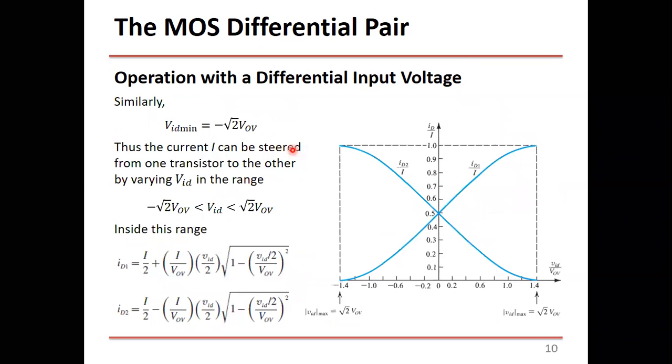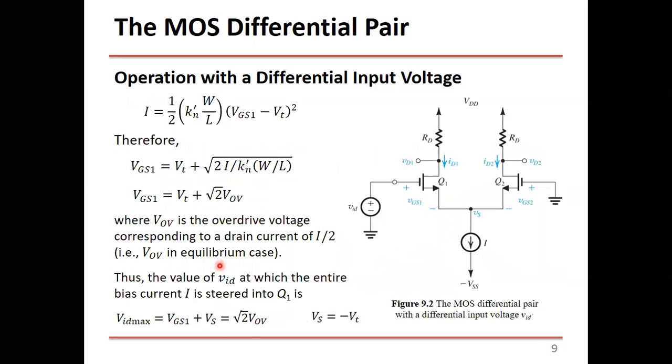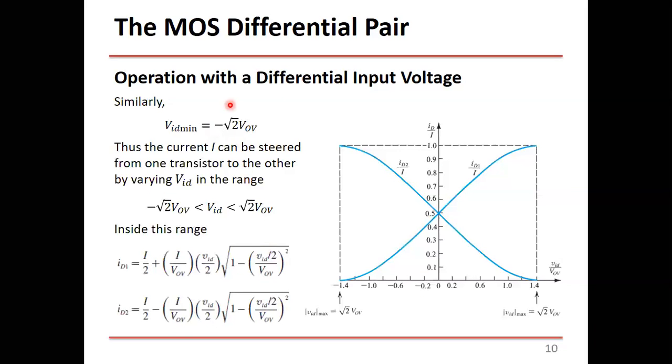Well, it will be the same if we do the analysis again. The minimum will be negative this value. So the maximum is square root of 2 times V over drive, and the minimum is negative square root of 2 V over drive. And the current changes in between, right? So now this here is V input differential, VID. And this here is ID, the output current.